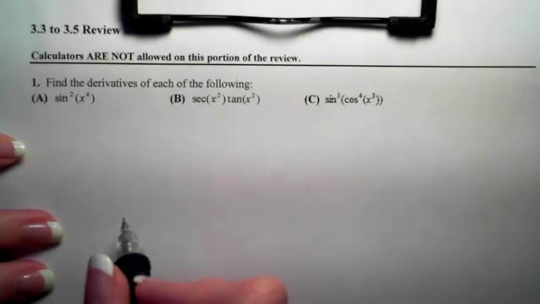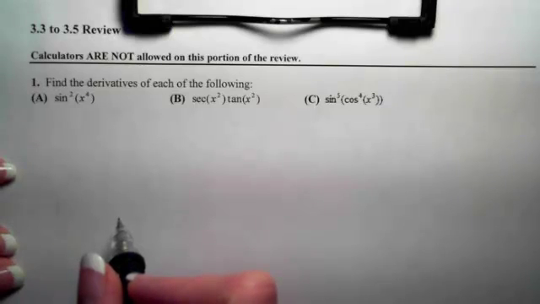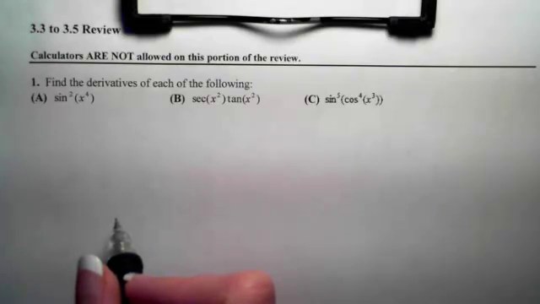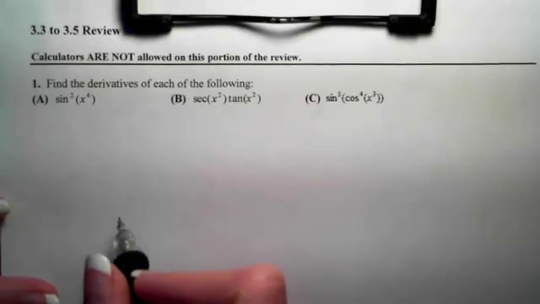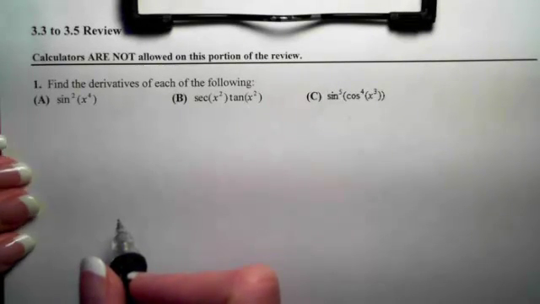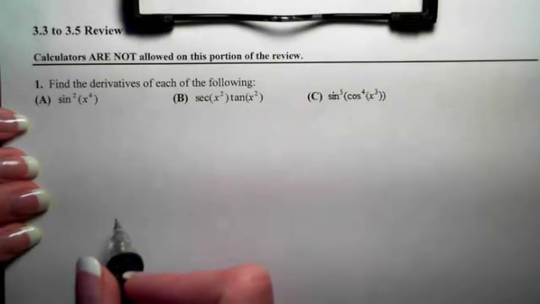This is the 3-3 to 3-5 review. Calculators are not allowed, and we will do number 1, which is to find the derivatives of each of the following. So we're going to be using our trig rules, our chain rule, and then the product rule, quotient rule, constant rule, power rule, etc., etc. So our job is to do all the rules in the appropriate order as we encounter them.